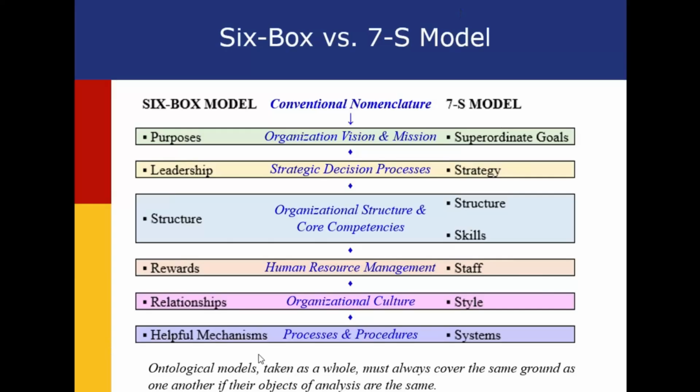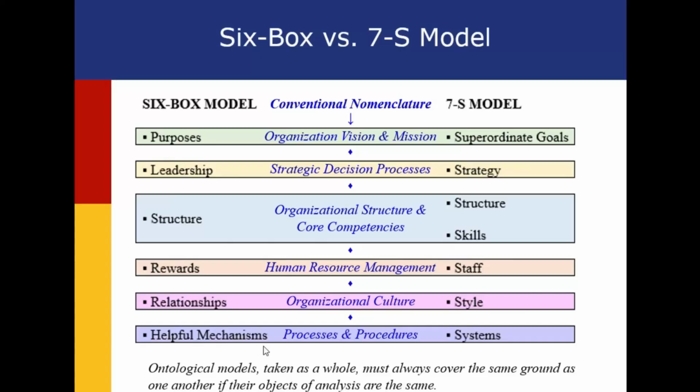Okay, then rewards, that's human resource management staff. So in the 6-box model, hey, where's HR? Well, it's rewards. You think maybe it's relationships, but you say, no, wait a minute. That's where organizational culture goes, because organizational culture has to be in there somewhere too. That's relationships for the 6-box model, and then in the 7S model it's style. So that's what makes sense. That's how everything is linked together in kind of a soft way, in terms of a common mental model.